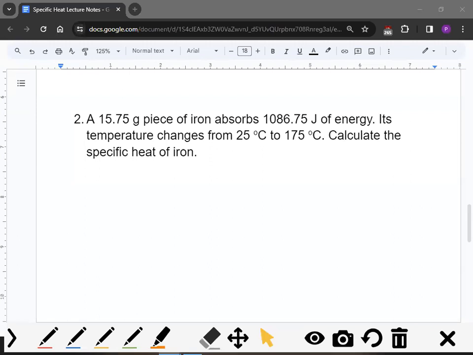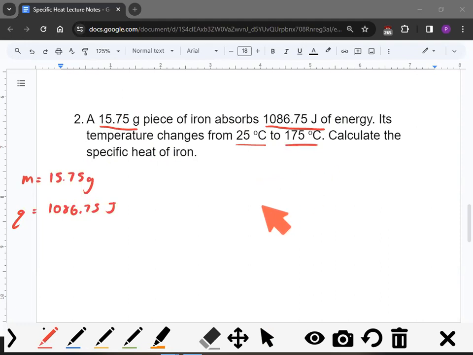Okay, so if we take a look at this problem, let's start with the numbers again. We have 15.75 grams. So hopefully you guys are able to tell grams tells us that it is mass. Okay, so this is 15.75 grams. It tells us that it absorbs this much joules of energy. If you ever see joules, that's going to be Q. So 1086.75 joules.